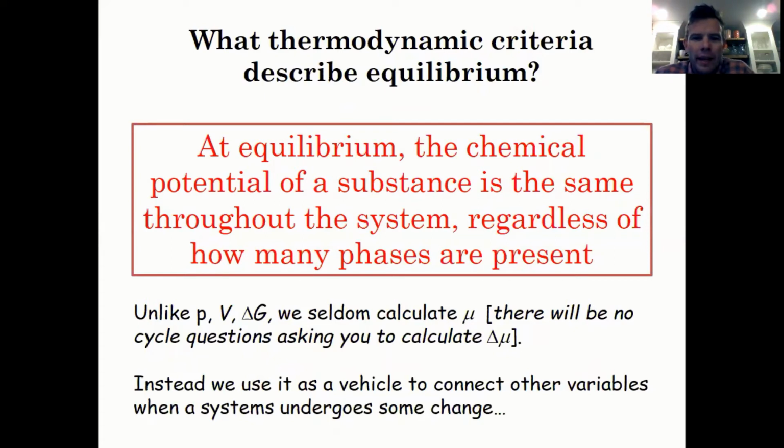At equilibrium, the chemical potential of a substance is the same throughout the system, regardless of how many phases are present. An important note here, unlike pressure, volume, delta G, we are almost never going to calculate mu directly. You will have no questions asking you to calculate delta mu. Instead, we use it as a vehicle to connect other variables when a system undergoes some change.